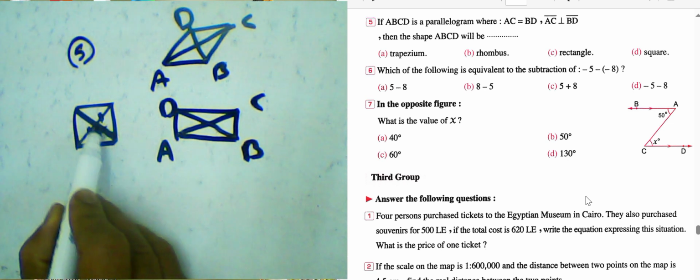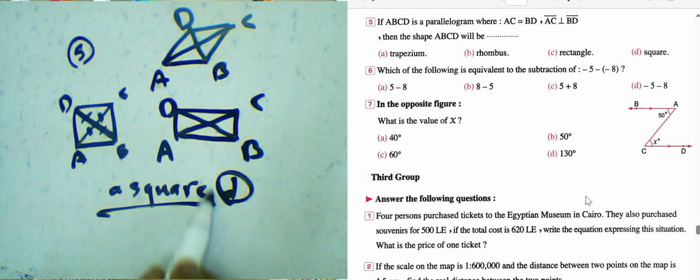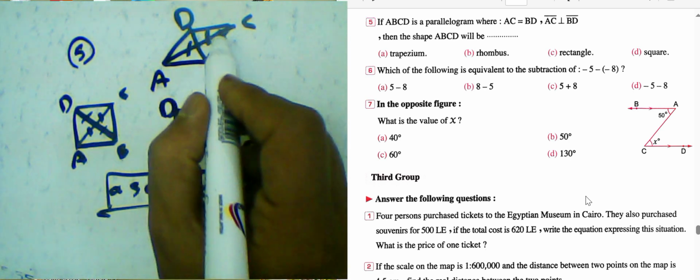Equal lengths and perpendicular. So ABCD is a square. Okay. Choose letter D. We must know the definition of a square. A square is a parallelogram which has two diagonals of equal lengths and perpendicular. We have two properties about a square: two diagonals, equal lengths and perpendicular.